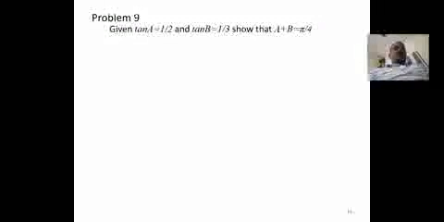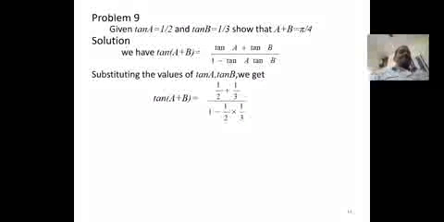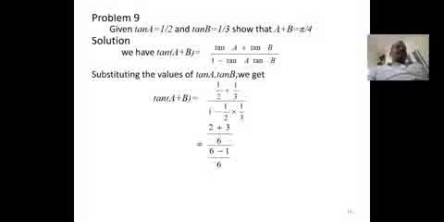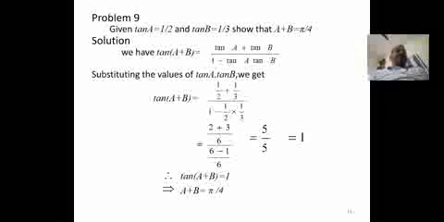Similarly, one more problem: tan A equal to 1 by 2, tan B equal to 1 by 3, then show that A plus B equal to pi by 4. This is also the same problem, same substitution. Same tan of A plus B formula, (tan A plus tan B) by (1 minus tan A tan B). Tan A is 1 by 2 and tan B is 1 by 3. Replace: (1 by 2 plus 1 by 3) by (1 minus 1 by 2 into 1 by 3). This is 5 by 6 by 5 by 6, that is 1. A plus B equal to pi by 4.